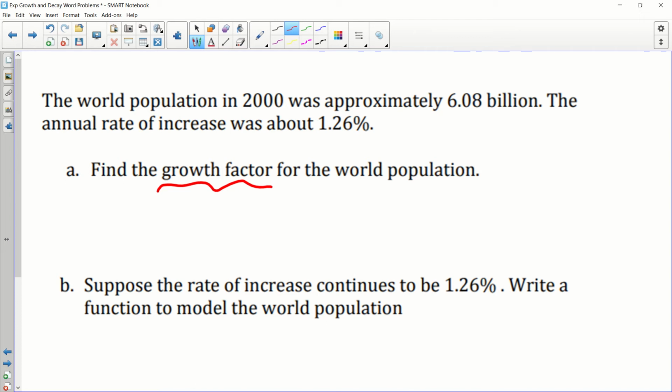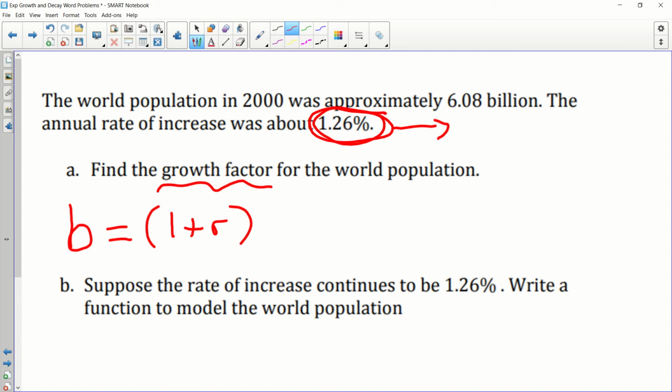So in order to get the growth factor, I need to find the growth rate. Now, if you remember, the B value is my growth factor, and that is equivalent to 1 plus the rate. The rate comes from my percentage. So I have to convert 1.26% into a decimal, and I do that by moving the decimal place 2 places to the left or dividing by 100. So in this case, I would get 0.0126. That is what my rate is.